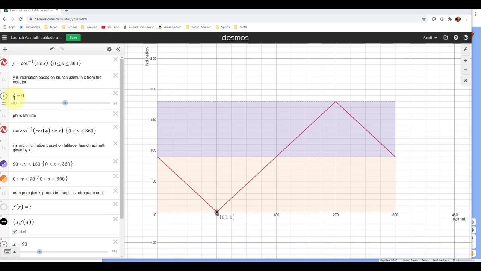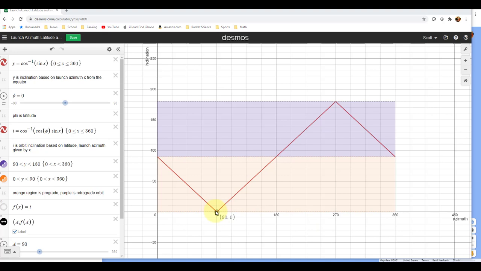So let's just, for the moment, set the latitude to be 0. And x along the horizontal, this is the launch azimuth. So launch azimuth can range from 0 all the way to 360 degrees, 0 being directly north, 90 degrees being east, 180 degree launch azimuth directly south, 270 directly west, back to 360. So you've got the full range of possible directions which you could launch in terms of the azimuth running along the horizontal scale. So then what you can see graphed here in this red line is the corresponding inclinations that result from launches at different azimuths.